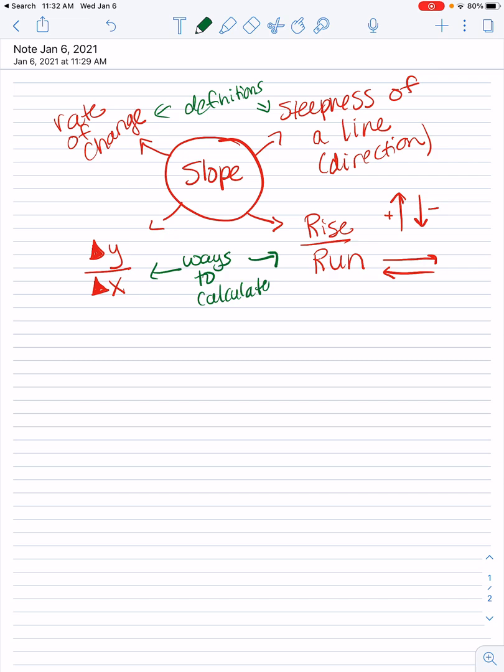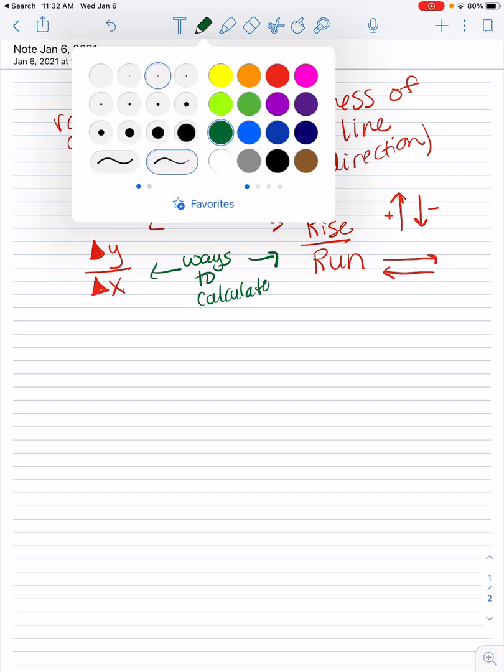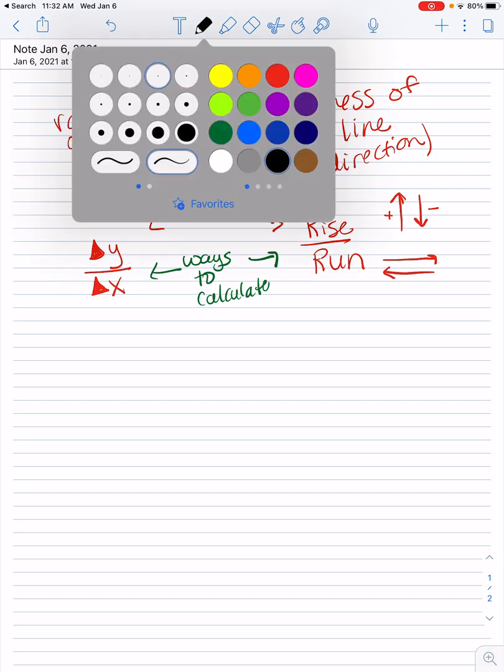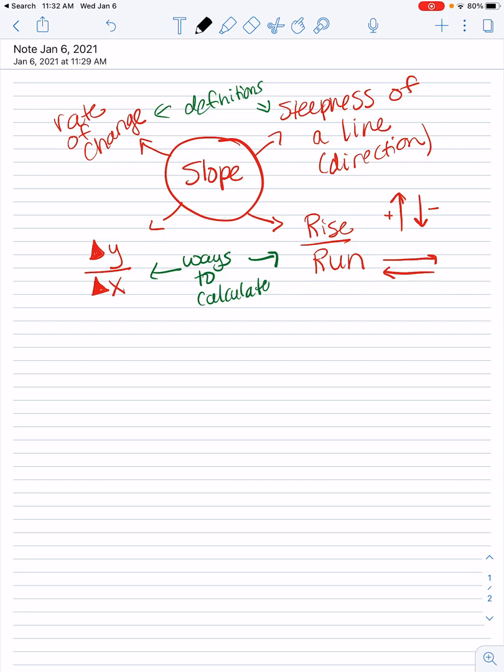So the next thing I want to show you is how do I know if a line has a positive or a negative slope? If you're given a graph, we're going to see lines that go this way, and lines that go this way. One of these is positive and one of these is negative.